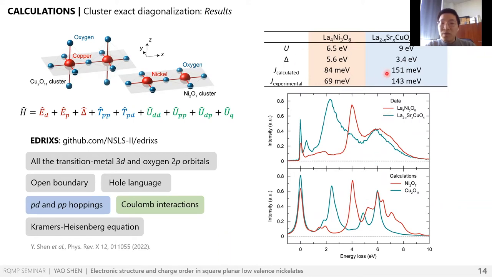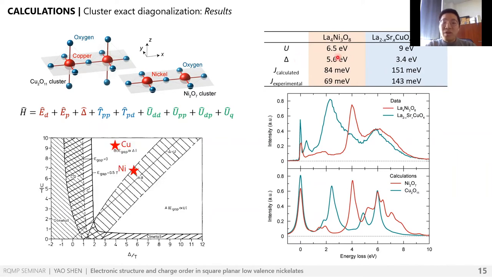And the table gives us the most important parameters, that is the Coulomb interaction U and the charge transfer energy delta. We also calculated the exchange interaction and put it along with the experimental value, and we can see they're quite consistent. Then for the cuprates, as expected in the charge transfer regime, U is much larger than delta, which means our approach works well. And for low valence nickelates, as you can see, U is comparable to delta. So these parameters sit in this position in the ZSA scheme. So it is indeed in the intermediate phase, the mixed charge transfer-hybrid region of the ZSA scheme, confirming our results from the energy map.